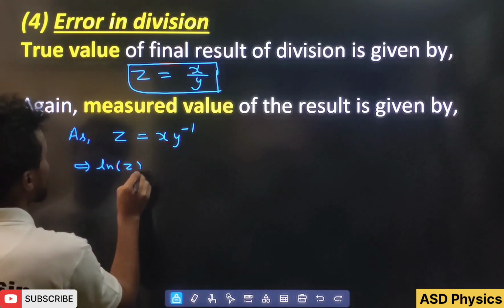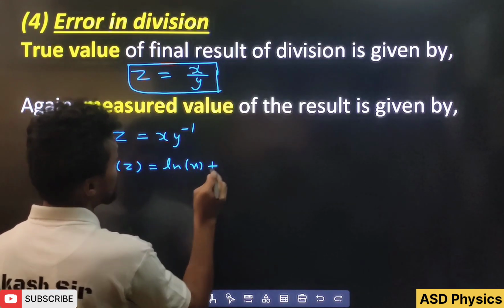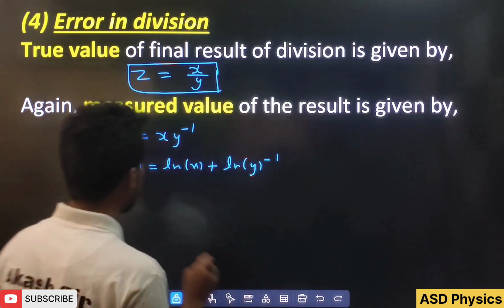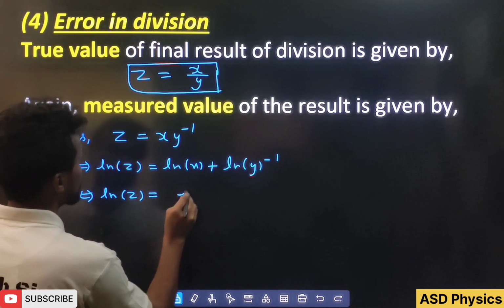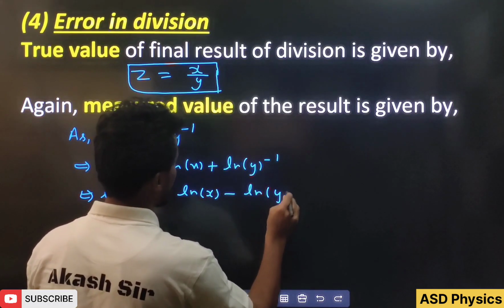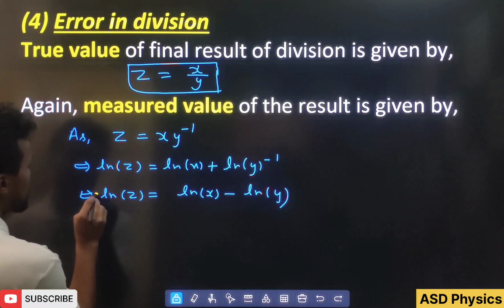So what will happen here: ln z is equal to ln x plus ln y to the power minus 1. Now, from the logarithmic rule, it will come here: ln z is equal to ln x minus ln y.